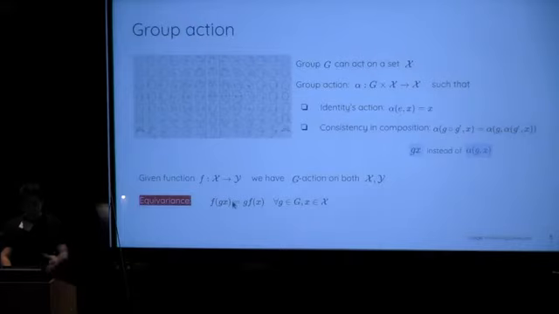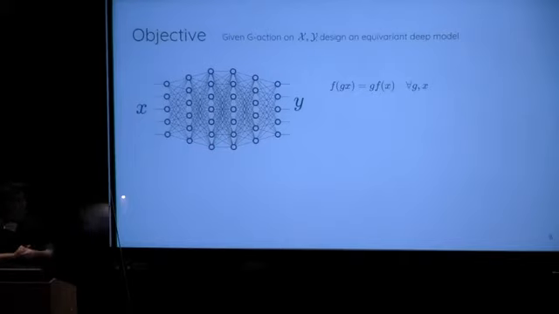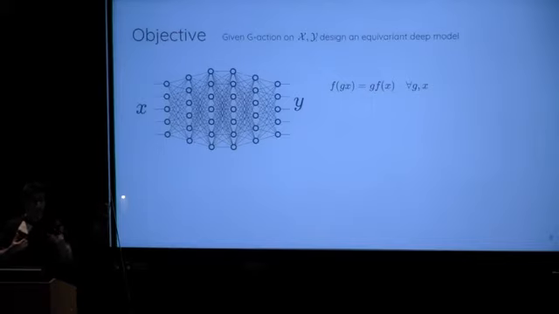So that's equivariance in its general form. Now, what's the objective of the talk? The objective is that you're given the action of the group on the input and output of a function. So this defines a desirable equivariance property. For example, if I rotate the input, I want the output to also be rotated. Or if I rotate the input, I want the output to rotate in the opposite direction, for example.